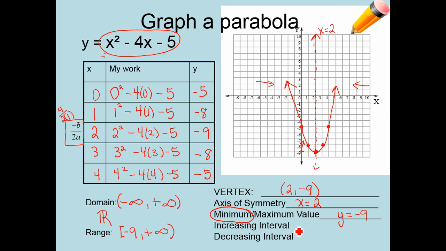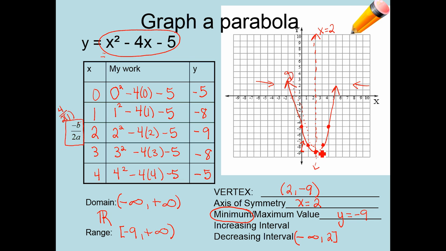Now let's talk about increasing and decreasing intervals again. Decreasing would be how my car starts, right? I'm decreasing on the negative infinity side. There's my little car driving down, down, down, until it hits right here. The x value right there is 2. So I am decreasing from negative infinity until 2.